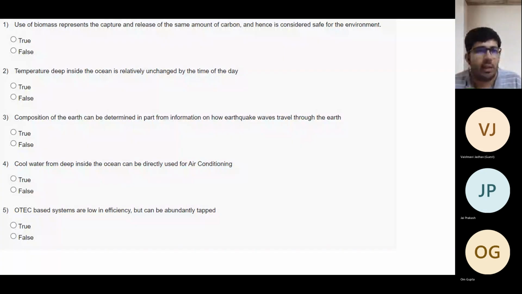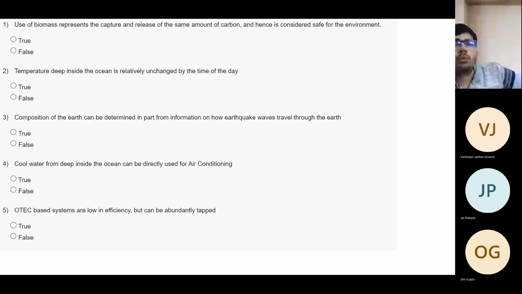Temperature deep inside the ocean is relatively unchanged by the time of the day. True or false? It's also true, because up to a certain depth only the solar radiation is affecting the temperature. Beyond that, the temperature remains unchanged. The composition of the Earth can be determined in part from information on how earthquake waves travel through the Earth. True or false? I think we have also covered 4 different ways by which we can determine the composition. So it's true.